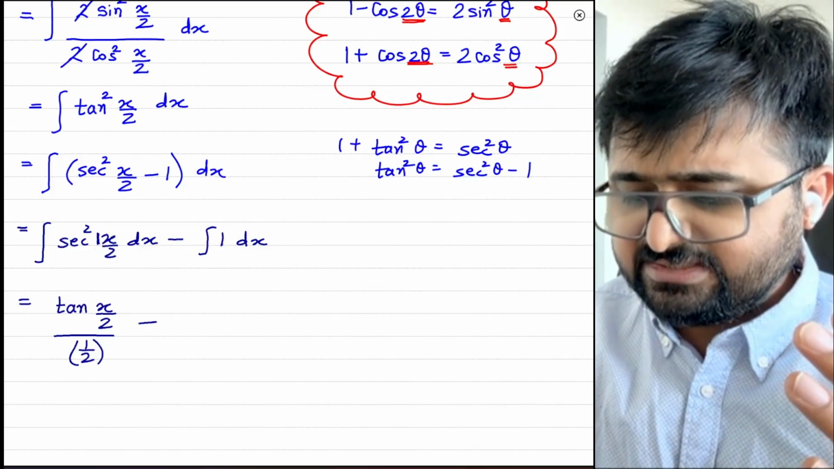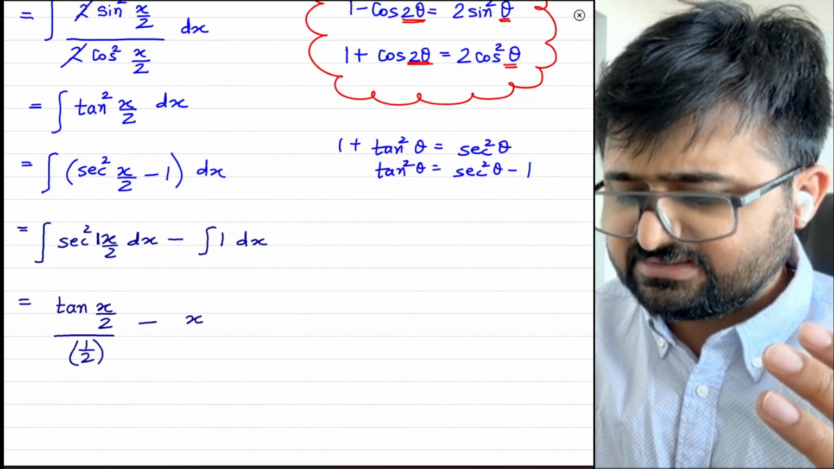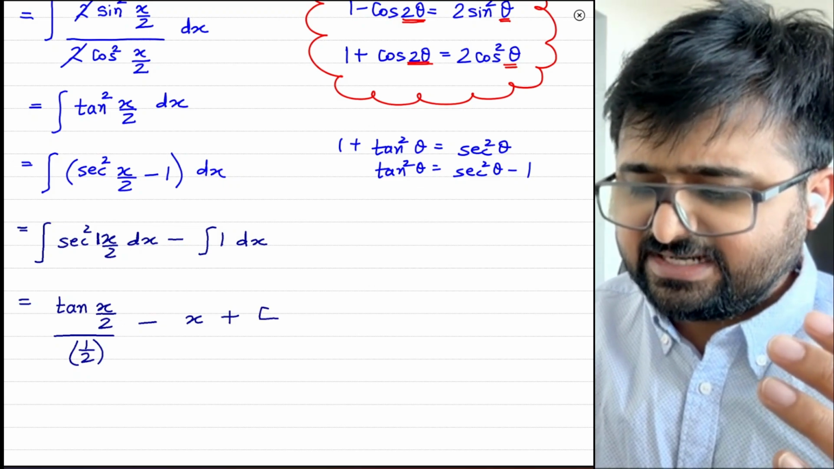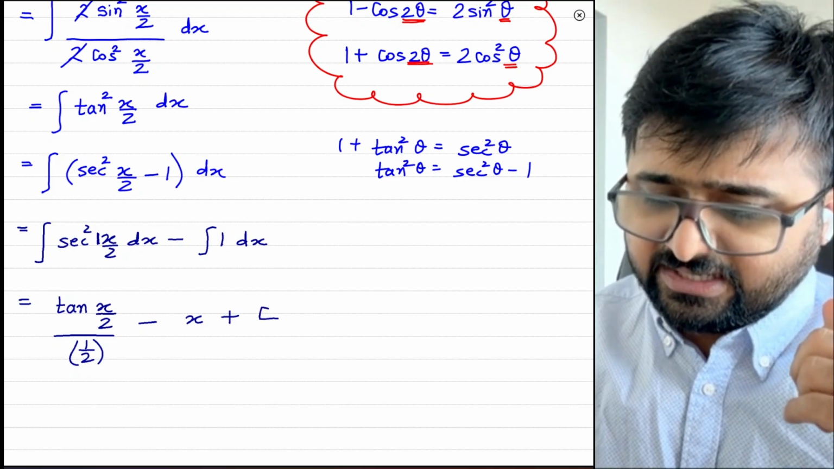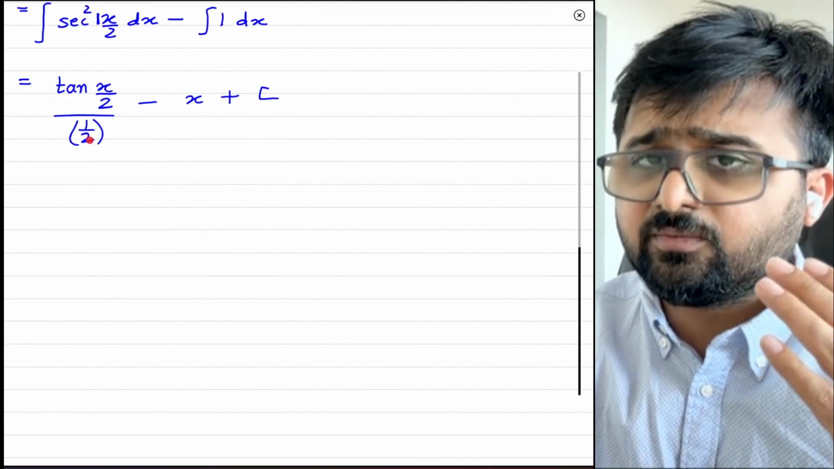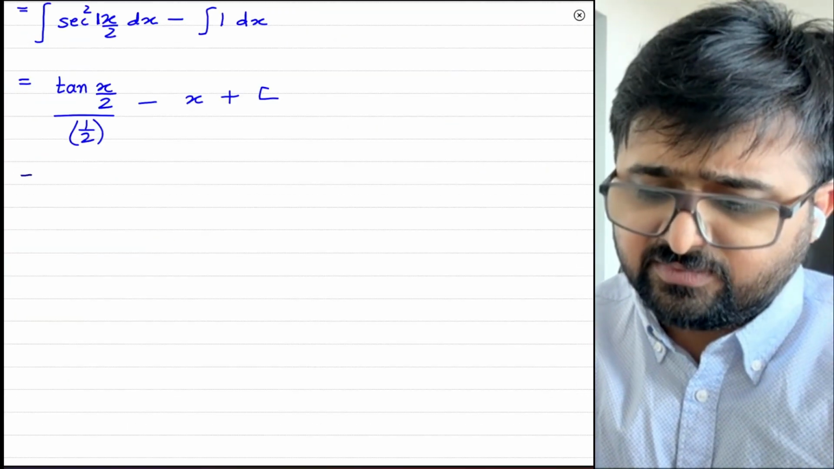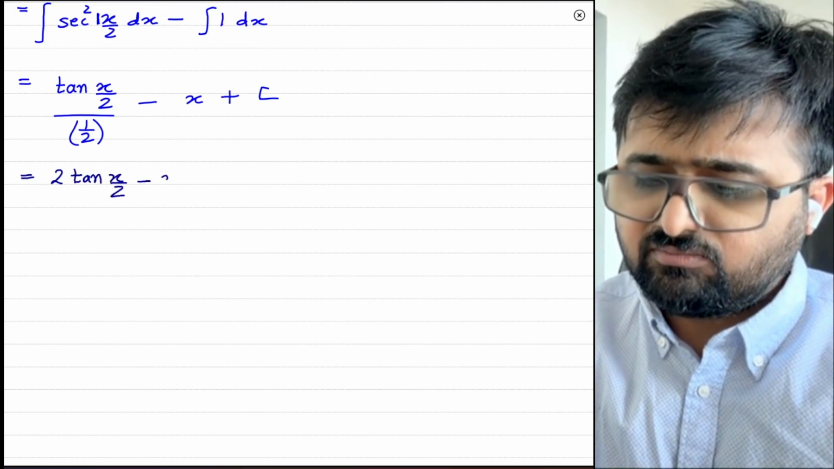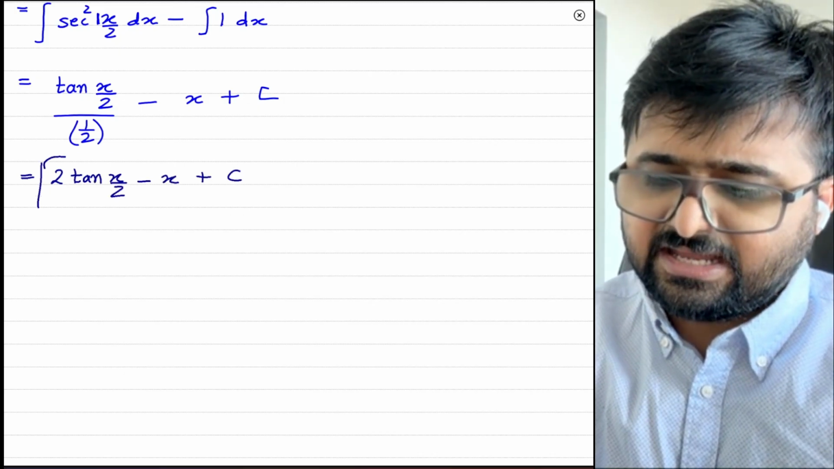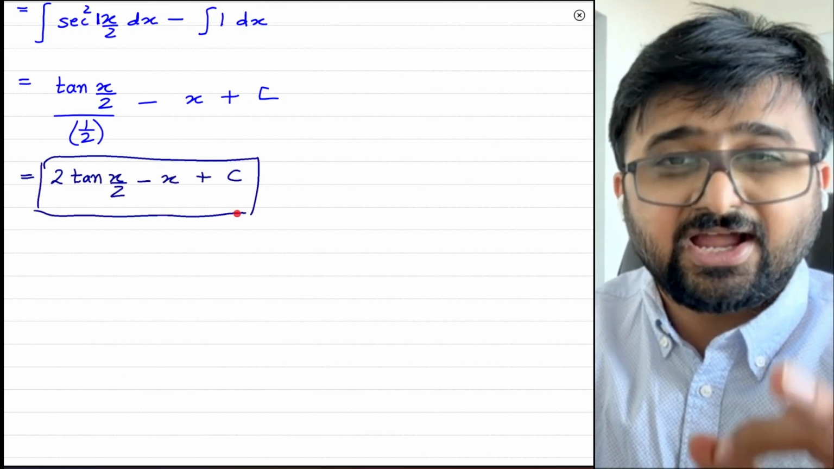Minus integral of 1 with respect to x is nothing but x. Plus, let's add the constant of integration c. Now we can just clean this up a little bit, and this 2 in the denominator's denominator can come in the numerator. So this will become 2 tan x by 2 minus x plus c, and that is your final result. I hope that makes sense.